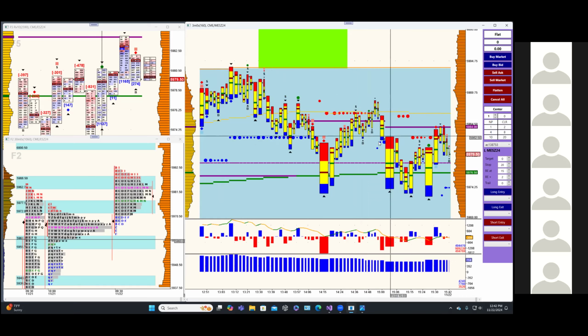You stay out of the market. So trading in the middle here is just a fool's errand. It's going to get you chopped up and have you lose money. So don't do that.